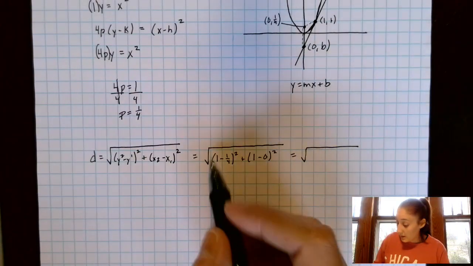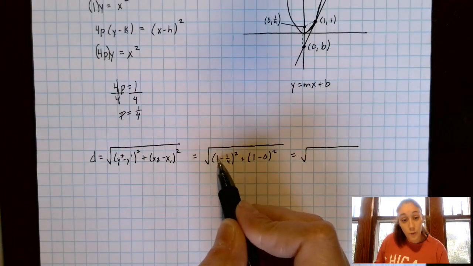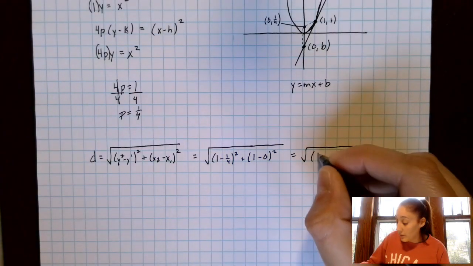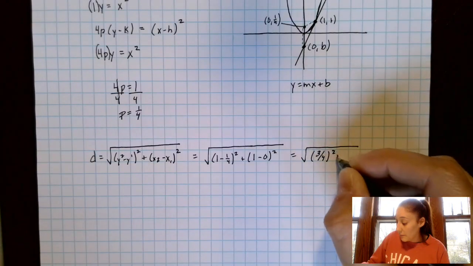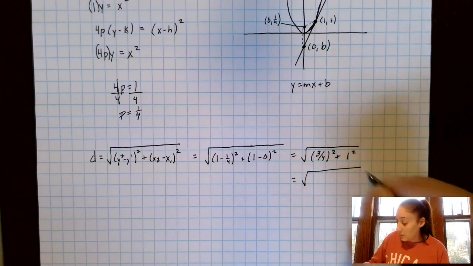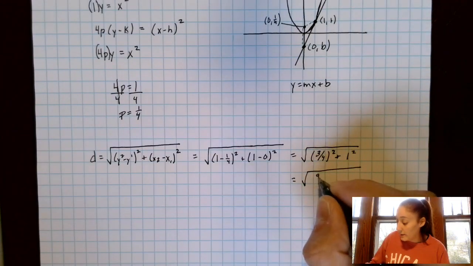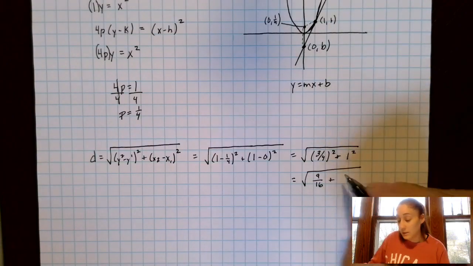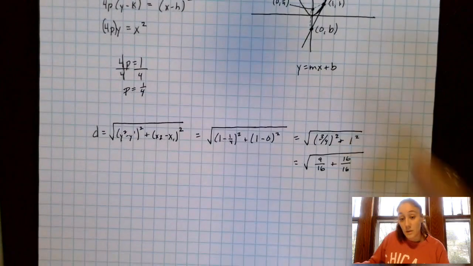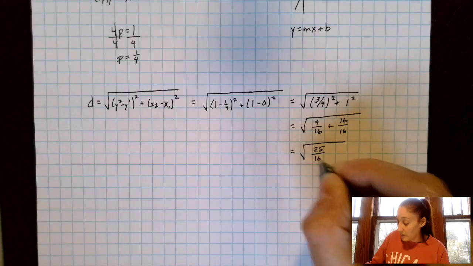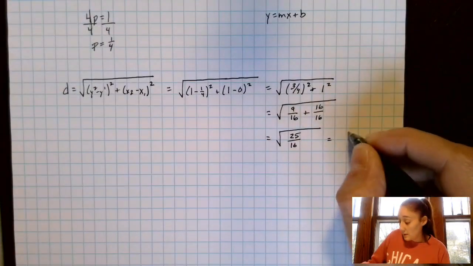Alright, so we're doing some math here. I'm going to make 1 into 4 over 4. So 1 minus 1/4, or 4 over 4 minus 1/4, is 3/4. 1 minus 0 is 1. Let's keep doing some math here. 3/4 squared is 9 over 16. And 1 squared is 1, but because we have to add these, let's make that 16 over 16. If we add these together, we have 25 over 16. The square root of that is going to be 5 over 4.